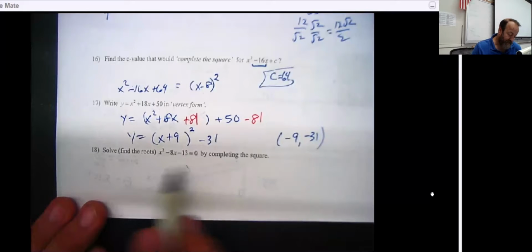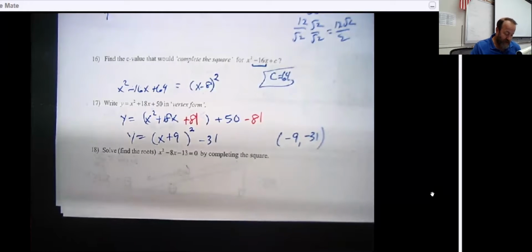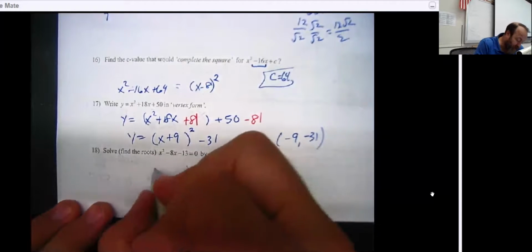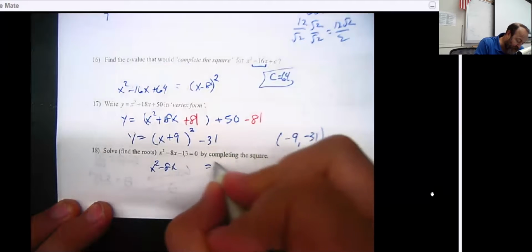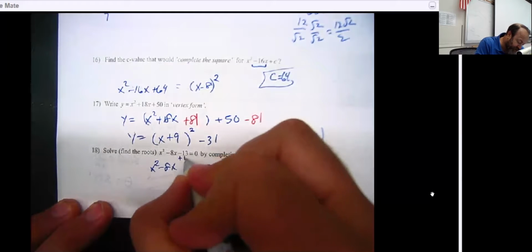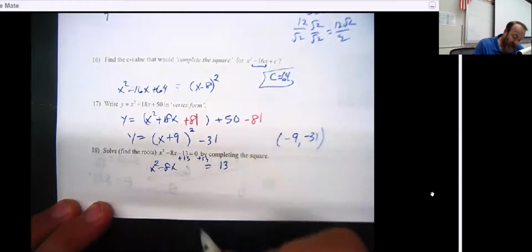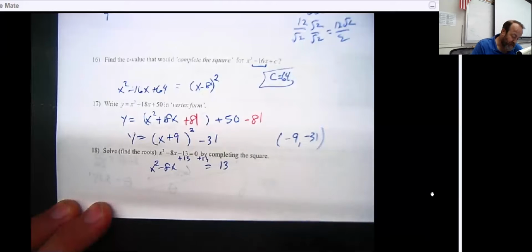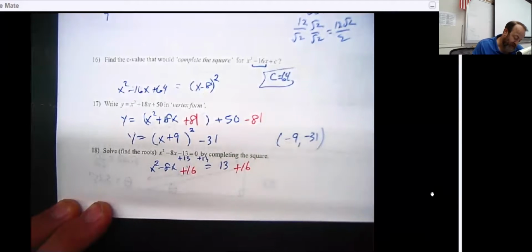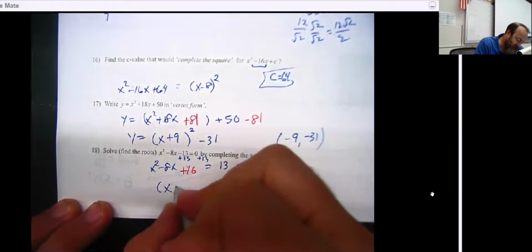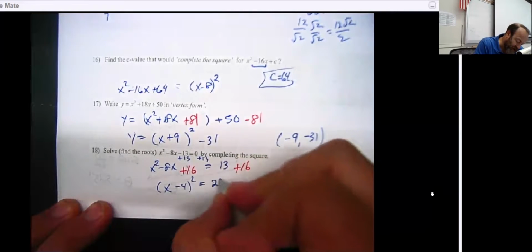And then the last problem on this page is to solve this by completing the square. Now, we normally like quadratics to be set equal to 0, but in completing the square, we do something a little bit different. The first thing I'll do is add 13 to both sides. Now, just like we did before, we're going to cut in half and square, which adds 16 to both sides, which leaves x minus 4 squared is 29.